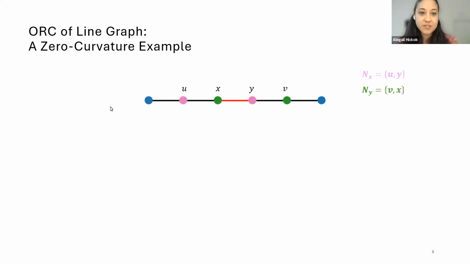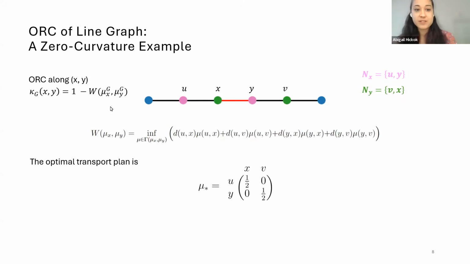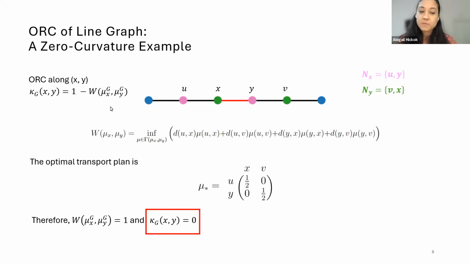So to give some examples, here's a simple example. I have just a line graph. My edge is xy here. In pink, I have the one-hop neighborhood of x. In green, I have the one-hop neighborhood of y. The ORC is 1 minus the Wasserstein distance between those two uniform measures. And here my optimal transport plan is I just take those pink nodes and I shift them both one over to the right. So my Wasserstein distance is 1. And so my ORC is 1 minus 1, 0 curvature.